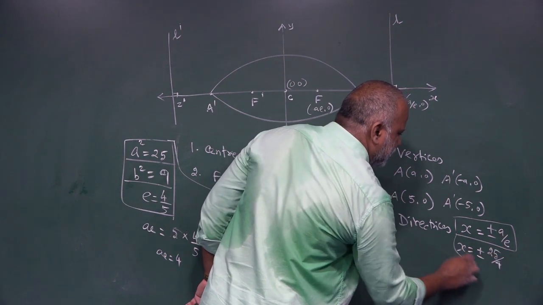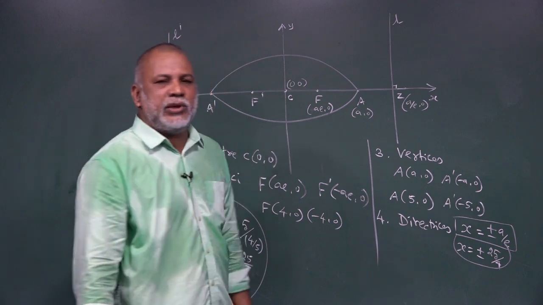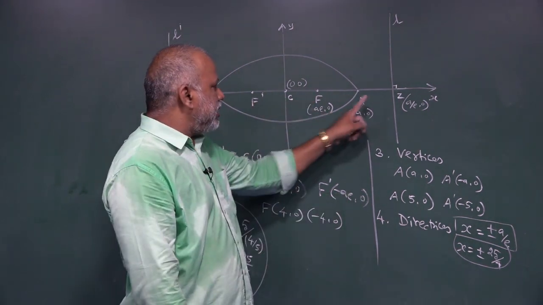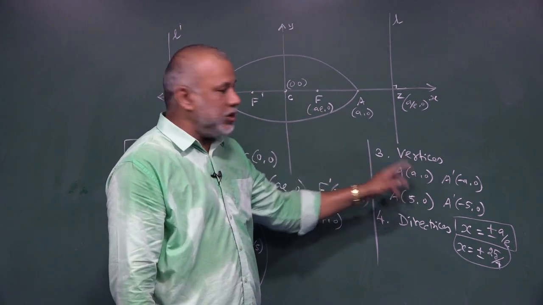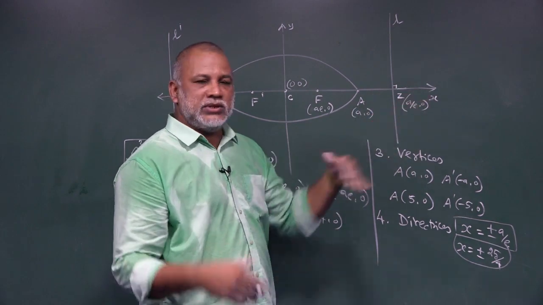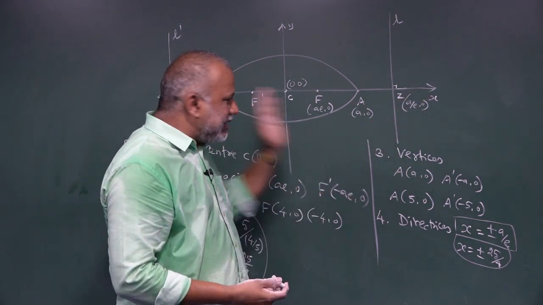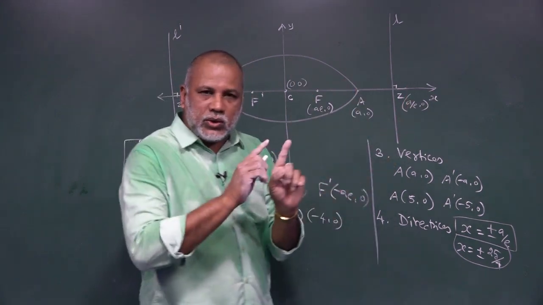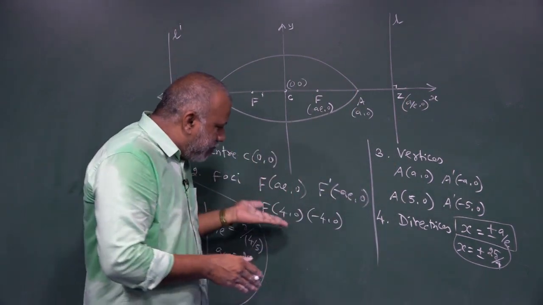25 divided by 4 gives 6 point something, more than 6. See here, the value of A is 5 comma 0, so the value of Z must be greater than this one, 6 point some value. Decide this one: F, A, Z. You are able to justify with the help of your answers only.